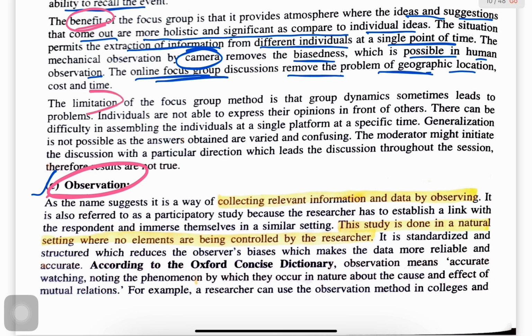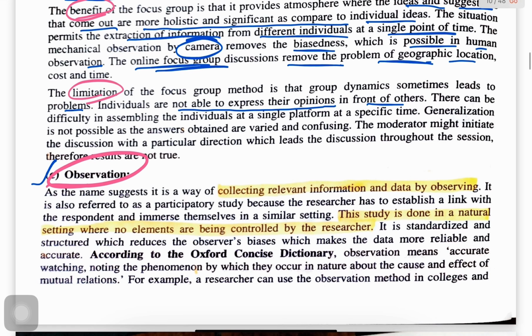And the limitation of this focus group is that some of the group dynamics sometimes lead to problems. Individuals may not be able to express their opinions that openly in front of the others. There can be difficulty in assembling the individuals at a single platform at a specific time.